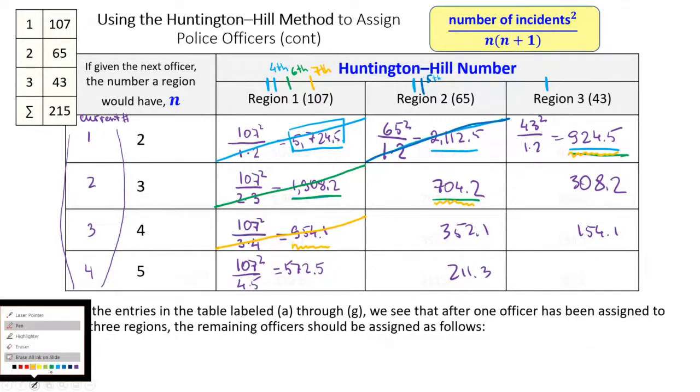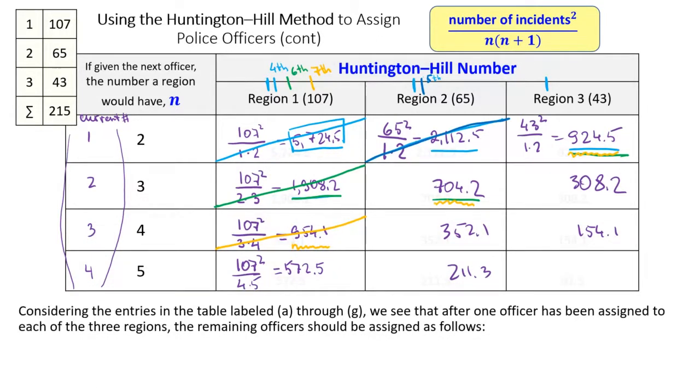So in this case, if there will be an 8th officer, then we look at the numbers that are left in the table, and the greatest number will be 924 for region 3. So the eighth officer will be assigned to region 3.